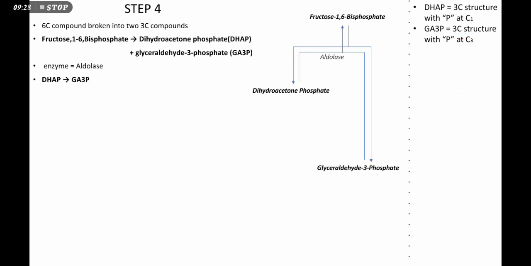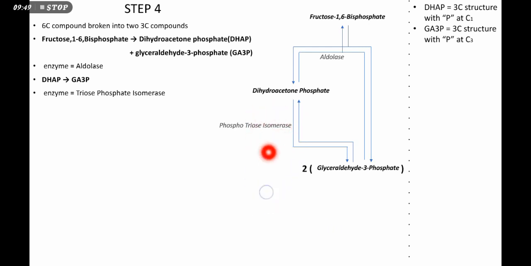But then this compound is converted into this compound. How? DHAP is converted to GA3P. This is also a reversible reaction. This is part of step 4. The enzyme involved is triose phosphate isomerase. Isomerase means an isomerization reaction is occurring. Dihydroxyacetone phosphate is converted into glyceraldehyde 3-phosphate.